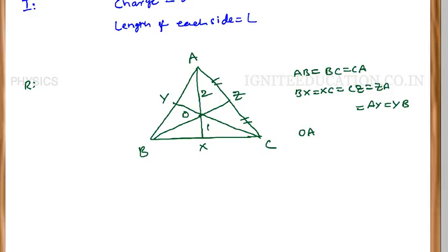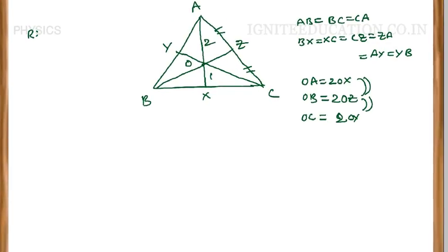And one more, because the centroid is cutting each median in the ratio 2:1, I can write OA is equal to 2OX, OB is equal to 2OZ, and OC is equal to 2OY, and all these three are the same. That means OA is equal to OB is equal to OC, and OX is equal to OZ is equal to OY. These are the properties of an equilateral triangle.